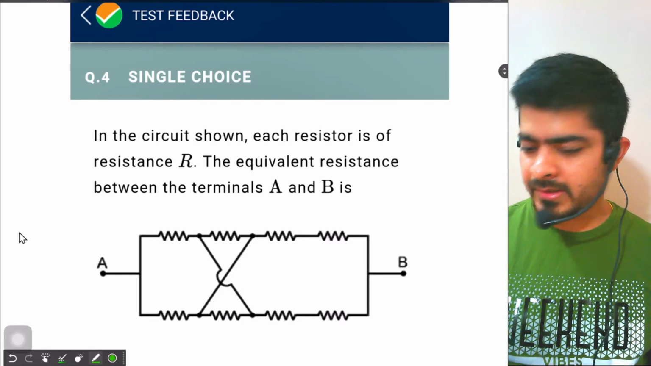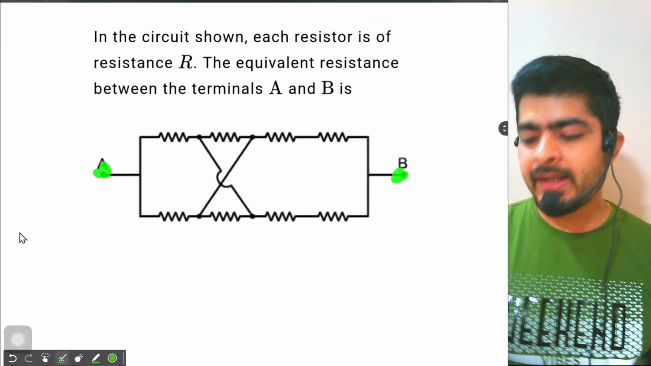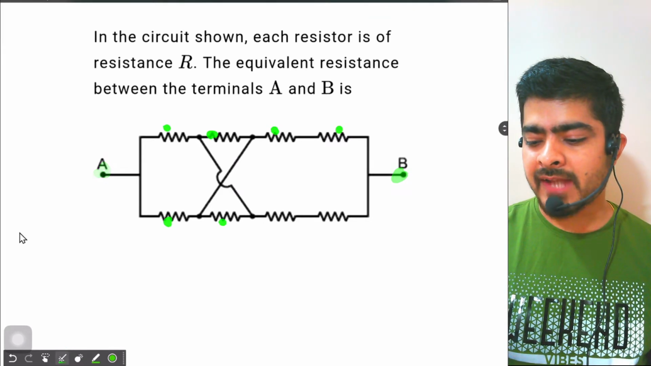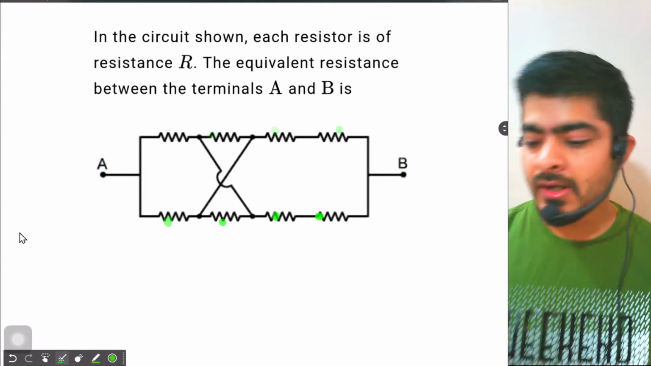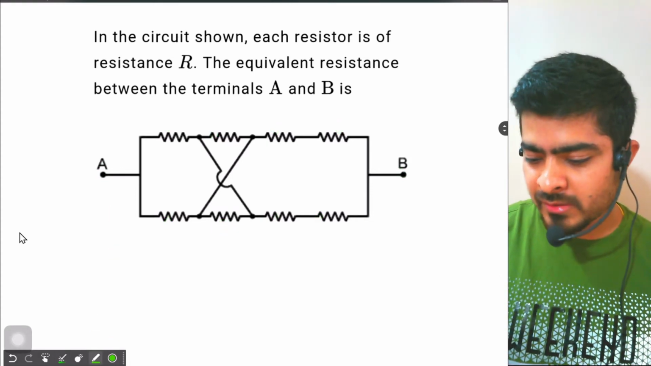Hello students, look at this question based on electrical circuit. We have to find the equivalent resistance between A and B given that all the resistors have same amount of resistance. So I will tell you two ways of solving this question. First of all, I'll solve this using symmetry.